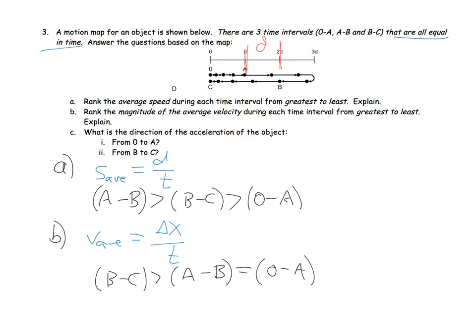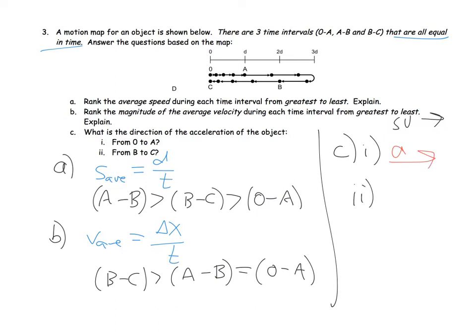For the last part, I'm thinking about the direction of the acceleration of the object from 0 to A. So if I look right here, I notice, if I look real close, that these dots are actually getting further apart, which means that my object is speeding up while traveling to the right. Since my object is speeding up and traveling to the right, my acceleration must also be to the right in the same direction as my velocity.